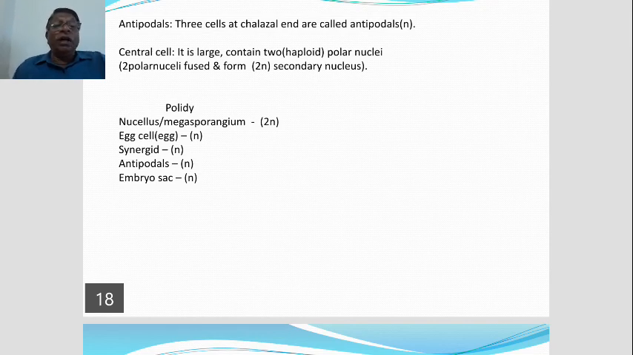Now for NEET or CET, very important notable points are there. You just note down, with respect to ploidy. Nucellus is always diploid tissue, that is 2N. The egg cell is always haploid because it is formed after meiosis, N. Synergid is also haploid, N. The three antipodals are also haploid, N. The embryo sac itself is formed after meiosis, hence it's also haploid.